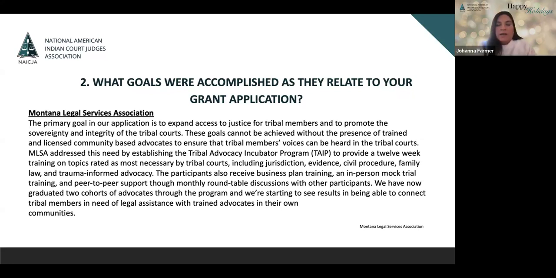So this is an example from Montana Legal Services about a good answer for what goals were accomplished. They talk about the primary goal being expanding access to justice for tribal members and promoting sovereignty and integrity of tribal courts. And then they go about explaining how they did that over the semi-annual reporting period. And MLSA has given permission that if you're unsure of your goal, you can use that goal in the first sentence as your own goal as well.